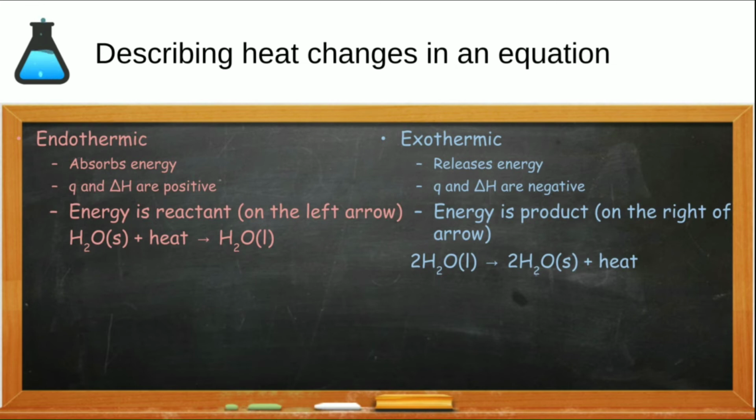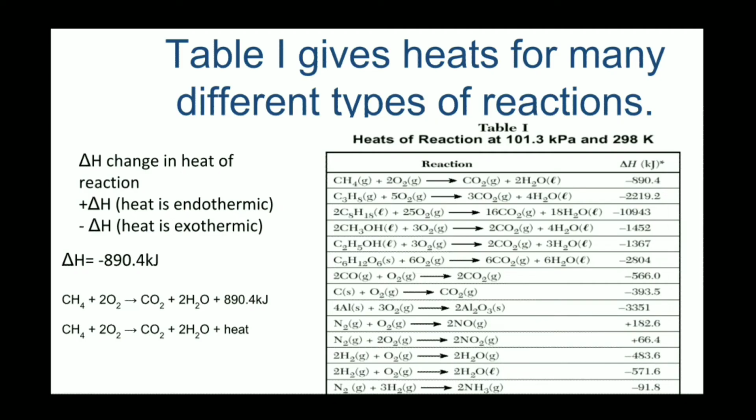Let's see if we can put this together with some chemical changes. You will need reference table I. Reference table I gives the heat of reaction, or the difference between the potential energy of the products minus the potential energy of the reactants for many chemical reactions. On this table, chemical reactions with a negative value are exothermic, and chemical reactions with a positive value are endothermic.